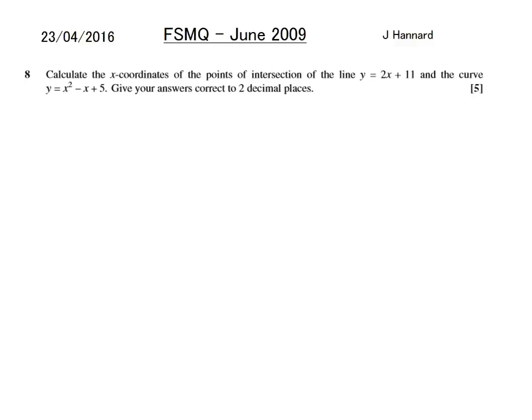Question 8. Calculate the x-coordinates of the point of intersection of the line y equals 2x plus 11 and the curve y equals x squared minus x plus 5. Give your answers correct to 2 decimal places. So y equals that and y equals that. So if I see a y here, I can paste it into there. So that 2x plus 11 can play the role of y in this one. So that's what I do. Or the opposite way around, really doesn't matter.